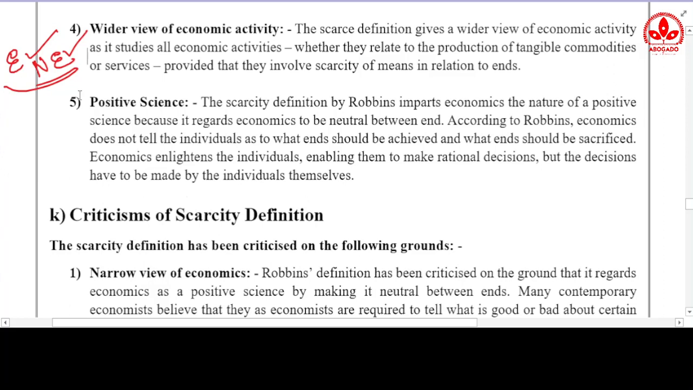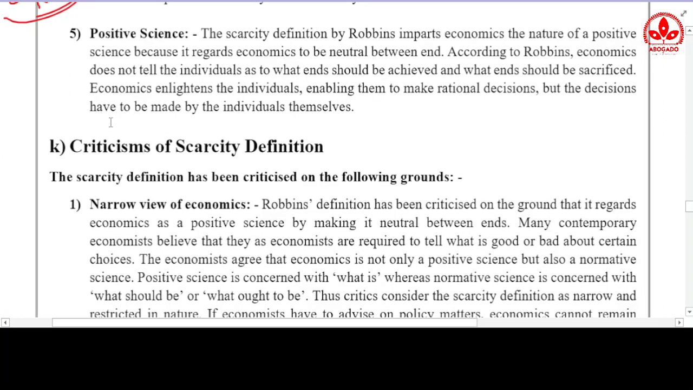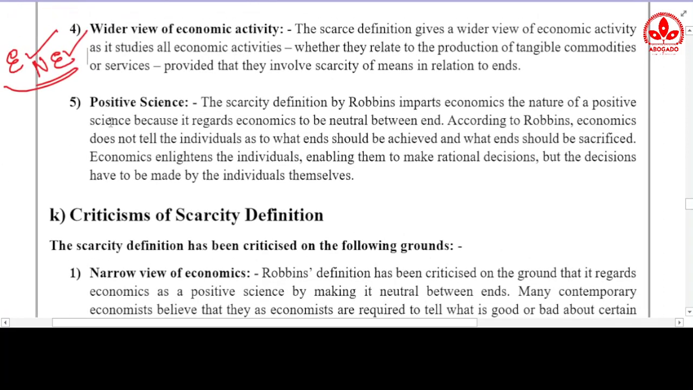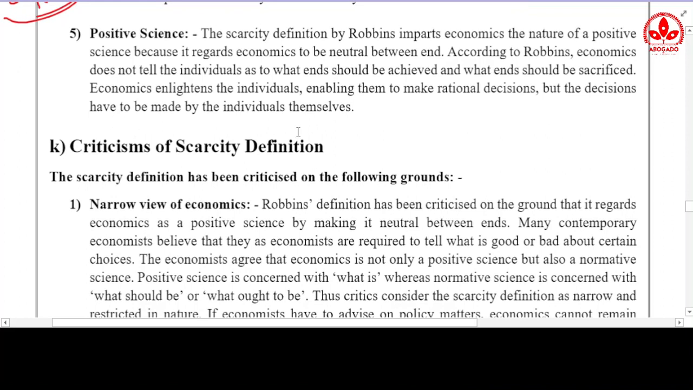The last one is positive science. The scarcity definition by Robbins imparts to economics the nature of a positive science because it regards economics to be neutral between ends. According to Robbins, economics does not tell individuals what end should be achieved and what end should be sacrificed. Economics enlightens the individuals, enabling them to make rational decisions, but the decisions have to be made by the individuals themselves.